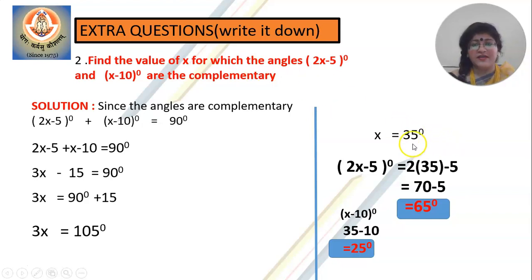Okay, now this 35 degree you have to substitute here, and that same 35 you have to substitute here. So 2x minus 5 degrees, 2 into 35 minus 5, that is 70 minus 5, which is equal to 65 degree. And if one of the angles is 65 degree, what will be its complement? Its complement will be 90 minus 65, that is 25. So you could either do it that way, or you could write it as x minus 10, that is 35 minus 10, so you get it as 25 degrees.